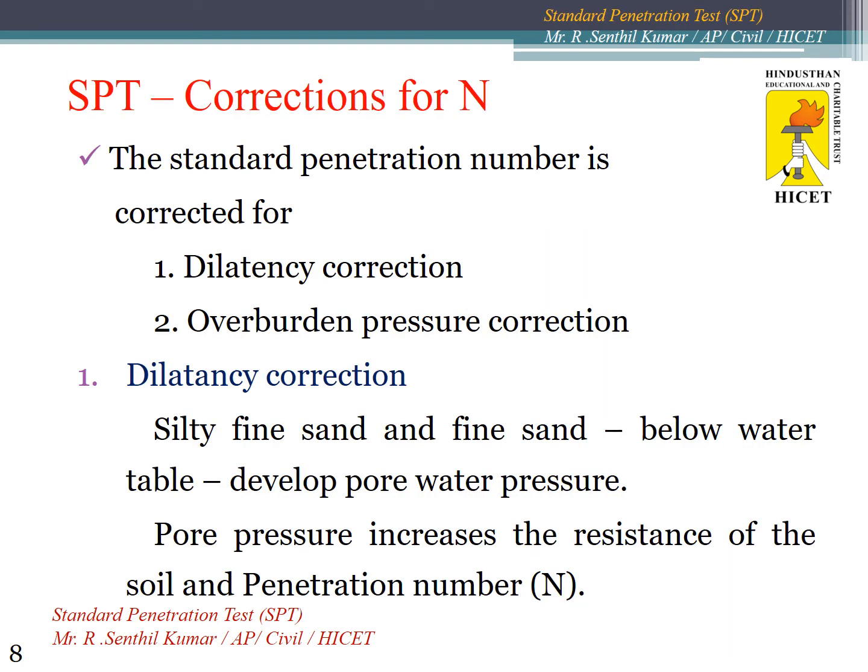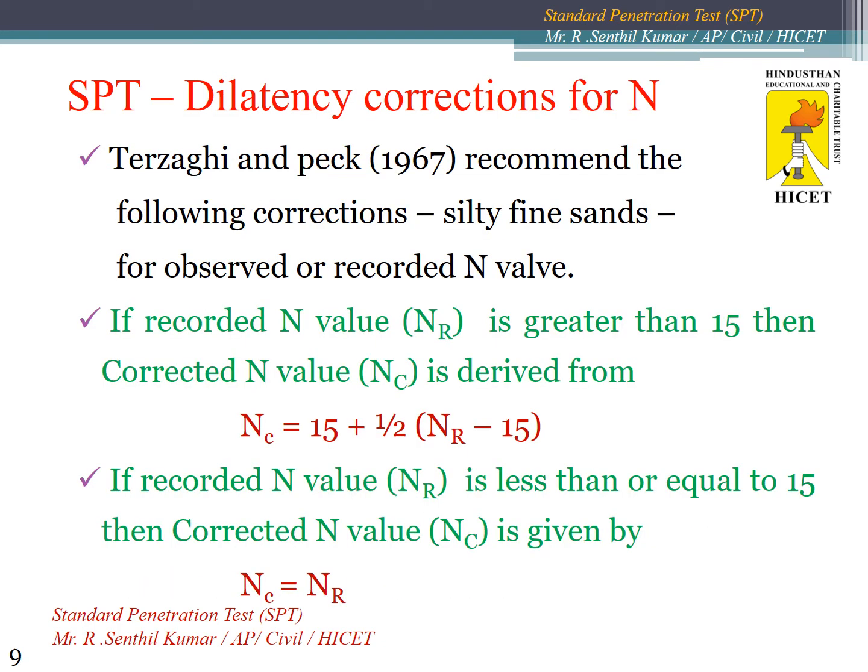The standard penetration number is corrected by two methods. One is dilatancy correction, another is overburden pressure correction. The first correction, dilatancy correction, is for silty fine sand and fine sand below the water table, which develop pore pressure that is not easily dissipated. The pore pressure increases the resistance of the soil and hence the penetration number N value. So this dilatancy correction is given by Terzaghi and Peck for silty fine sand.